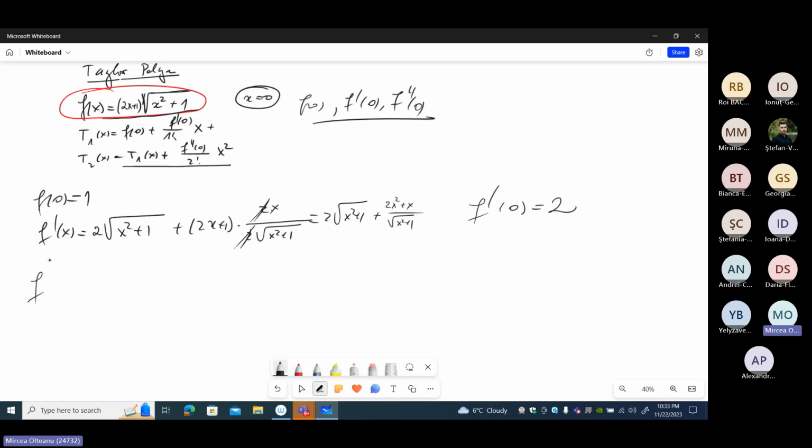And now the second derivative. At this moment, one can write the Taylor polynomial of the first degree, but we shall compute also the second derivative. So we need to differentiate this function and compute this value at 0. So it is 2 times 2x over 2 root of x squared plus 1. Of course, here we simplify. Plus 2.